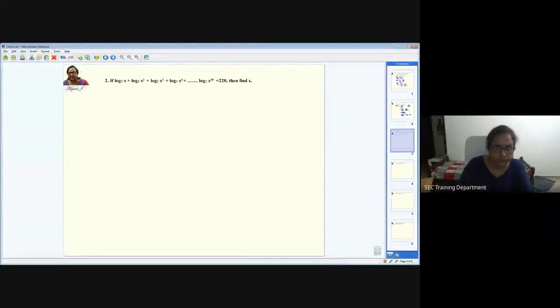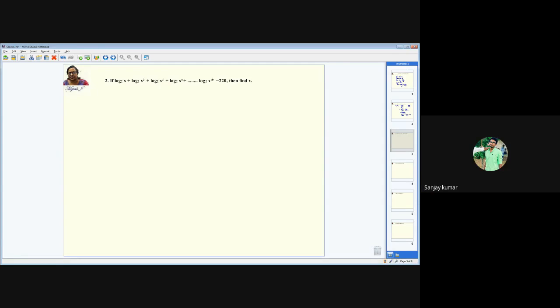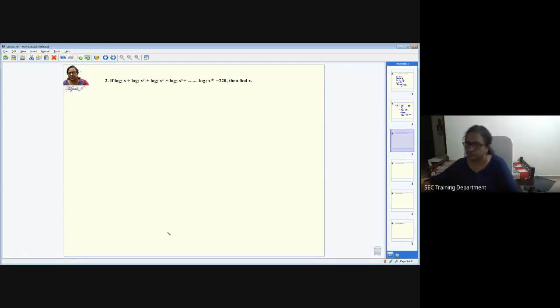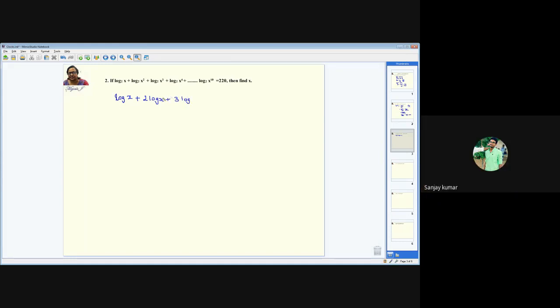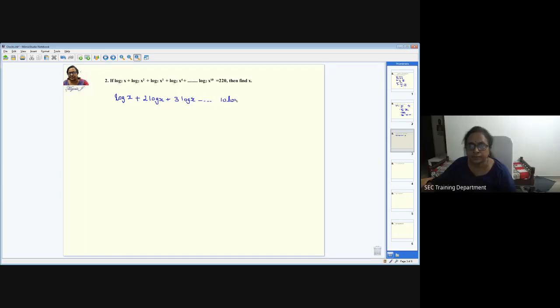Anyone who has completed this? Ma'am, we can take the LCM as log 2. So what are you doing here? Okay, then I'll write. You just tell me what I'm supposed to write here. I'm not writing the base 2 because everywhere it's base 2. I'm just avoiding that. You need not write. So what will happen to this? Log x square will become 2 log x. Good. Similarly, it's going to be 3 log x. And then finally it is going to be 10 log x.